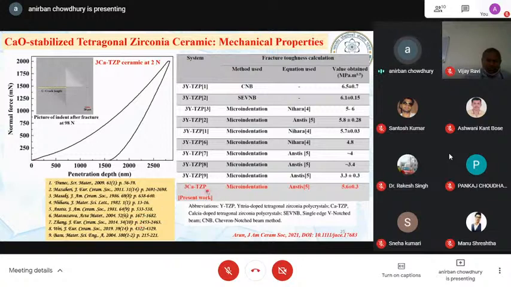What are we comparing it with? Always 3Y, that means Y2O3, 3% yttria-stabilized zirconia. This is a popular grade existing in the market, the so-called best grade, yttria-stabilized zirconia 3%. And we are comparing all our results with the best, the popular one in the market. So we say that for 3CATZP and 3YTZP, our mechanical property in terms of fracture toughness data are very similar.